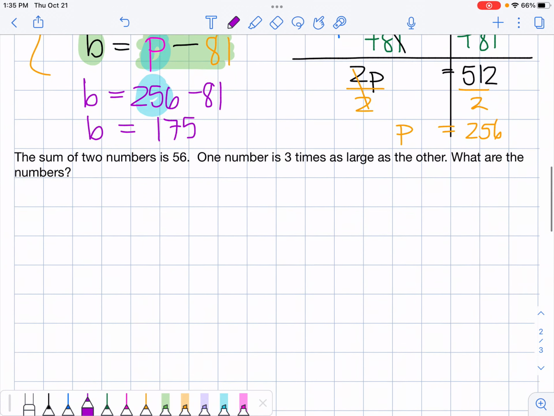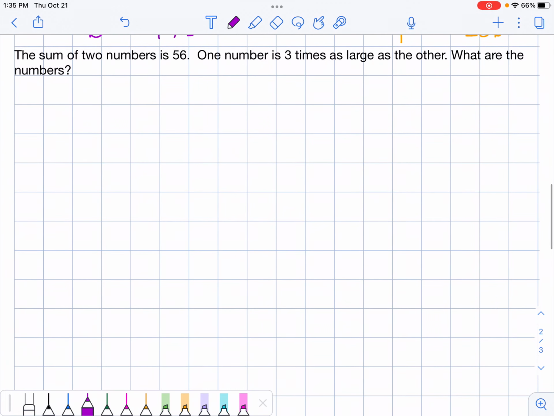Next example. The sum of two numbers is 56. So I'm taking two numbers and I'm going to add them together. So I have my first number and I have my second number. This time I am going to use x and y. I'm going to call my first number x and my second number y. So I take my two numbers, I add them together, because sum means add, I get 56.